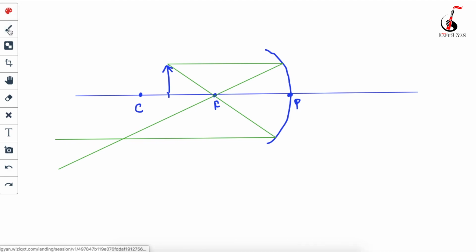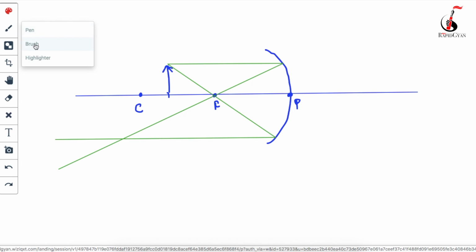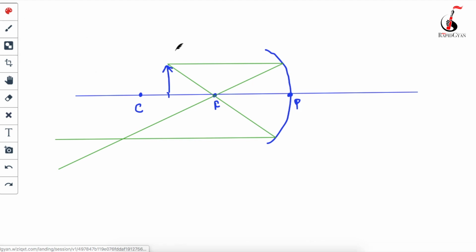So hope you guys have found out the characteristics. So what will be the characteristics, guys? So this is your one light ray going like this, another one is this light ray, after reflection it's going like this. So this is your point of intersection. So the position of the object is between C and F.